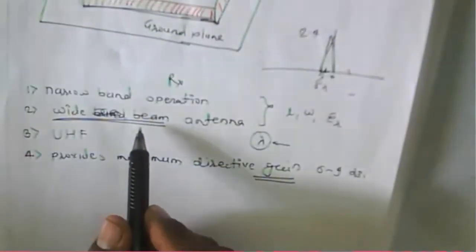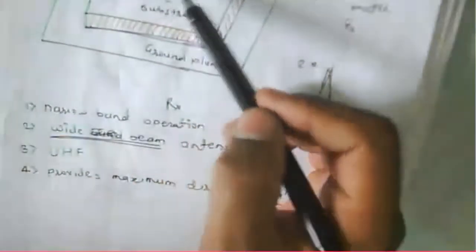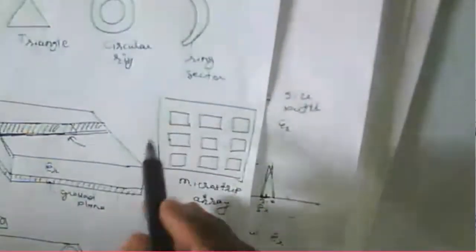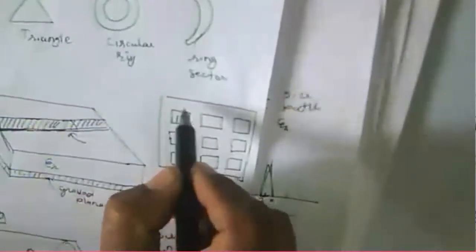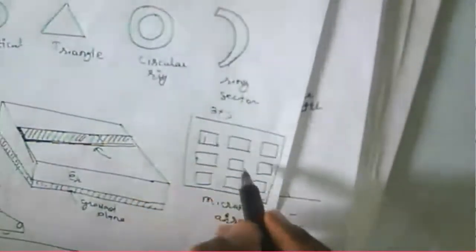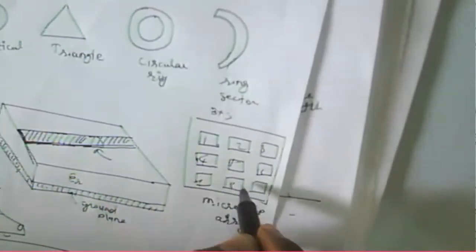How can this antenna be improved? Instead of using a single patch, we can design multiple patches and form a microstrip array. Here it is a 3 by 3 shape, which means a total of 9 elements are present: 1, 2, 3, 4, 5, 6, 7, 8, and 9.